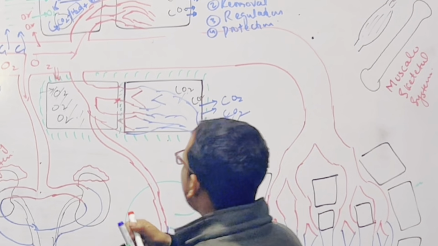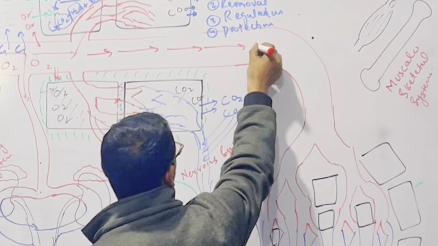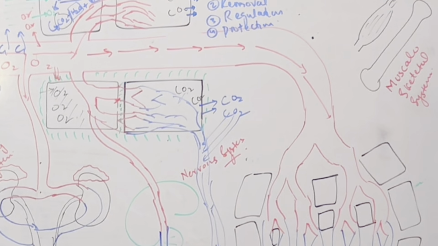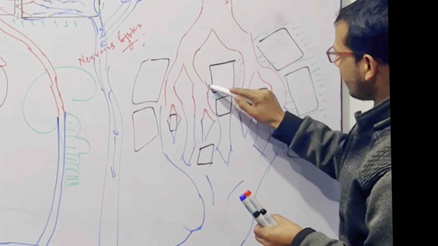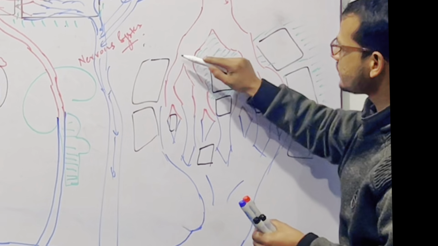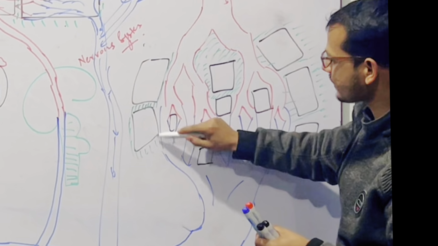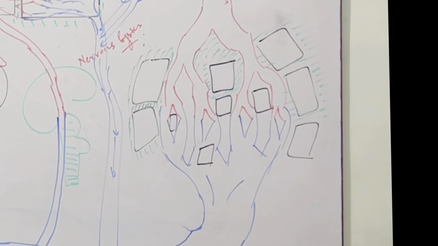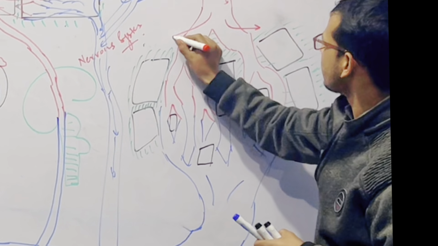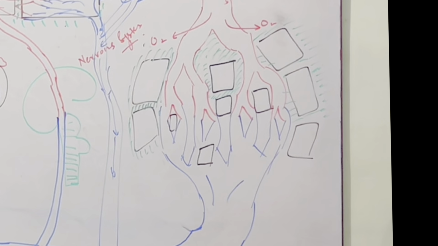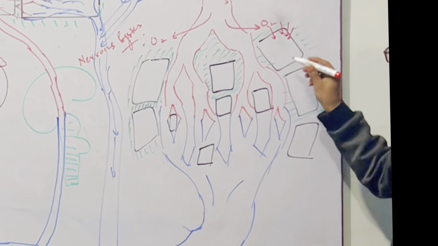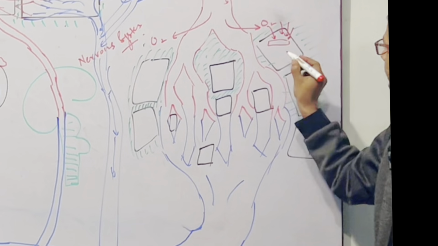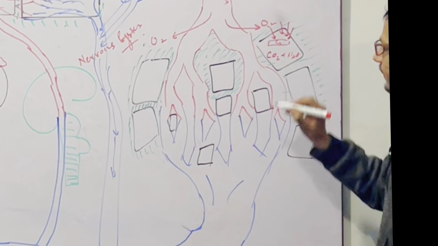Also the oxygen comes to all the other parts of our body. For example, these are different types of body tissues, and this green is extracellular fluid. Extracellular fluid present between the body cells is called interstitial fluid, and extracellular fluid present in blood is called plasma. Right? So oxygen will go to extracellular fluids, and from here it will go to intracellular fluids. From intracellular fluids, it will react with glucose, and carbon dioxide and water are formed.